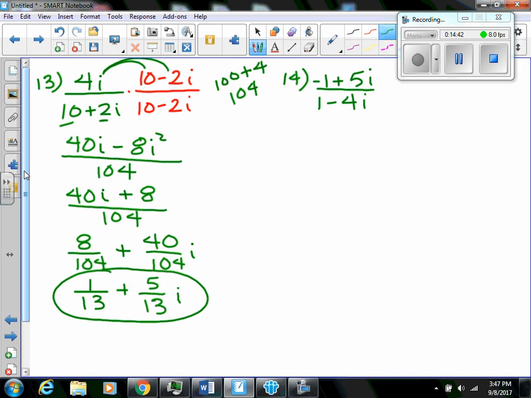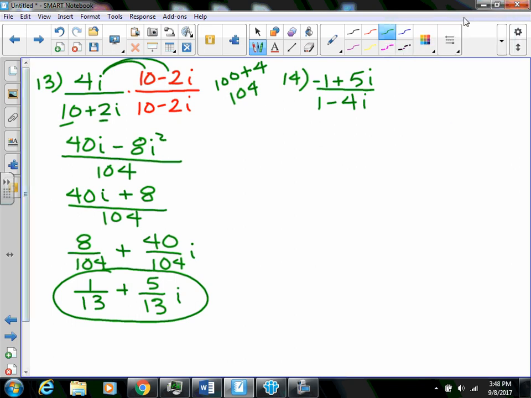All right, number 14 is going to work out the same way. You've got negative 1 plus 5i divided by 1 minus 4i. Again, you have to multiply the numerator and the denominator by the conjugate of your denominator. So 1 plus 4i is going to be multiplied in the numerator and denominator.